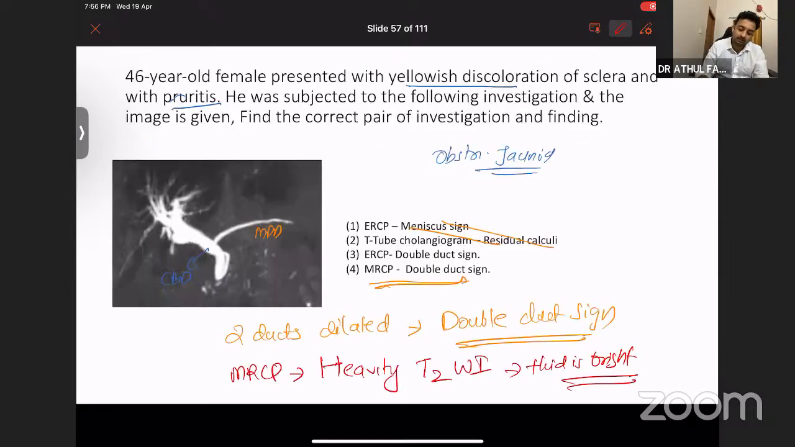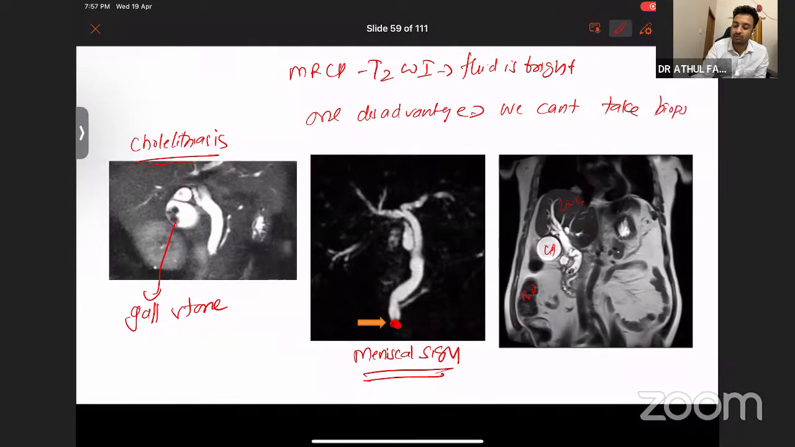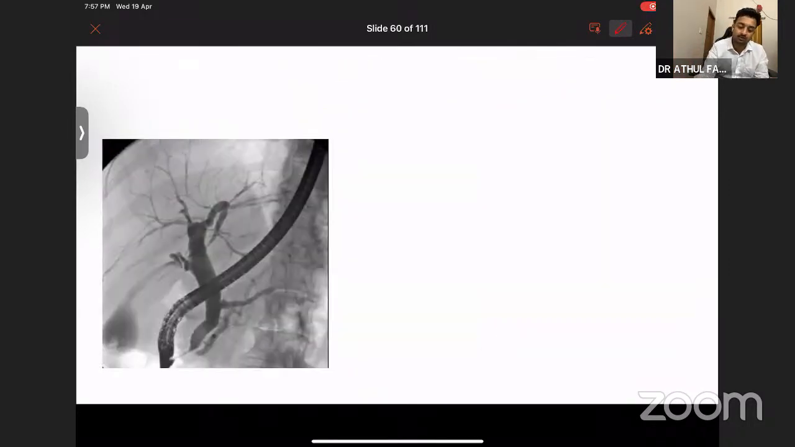So the double duct sign usually occurs because of some mass lesion in the region of the head of the pancreas or in the distal CBD. So everything can be made out with the help of MRCP. But one disadvantage is, we can't take a biopsy because it is non-invasive. The patient will be lying on the MRI couch. You can't do anything. You can't get an HPE. That is the advantage of ERCP. But ERCP is invasive.